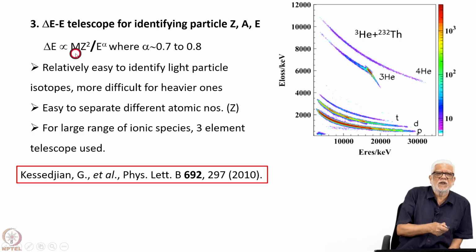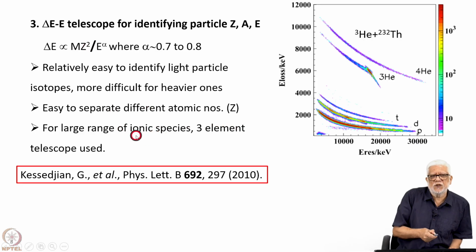Heavier ions, it becomes a little difficult because it is linear in the mass, whereas in charge it is proportional to Z squared. So it is easy to separate different atomic numbers. If you have a large range of ionic species, also a large range of energies, then in fact one can use 3-element telescopes. You have a delta E1, delta E2, and then an E detector.